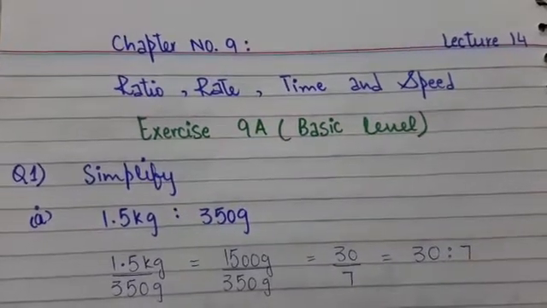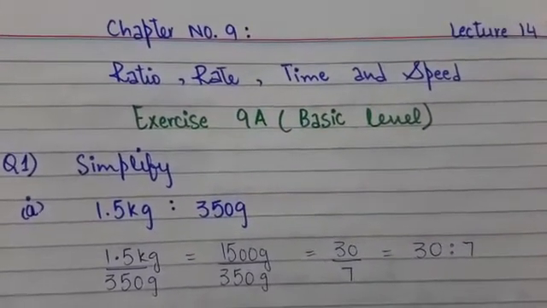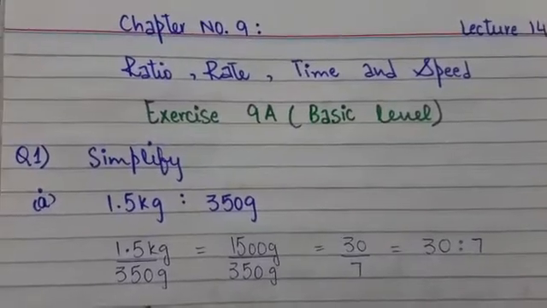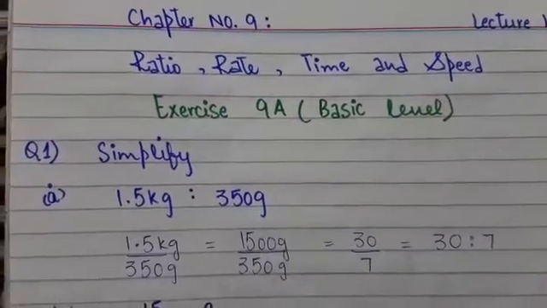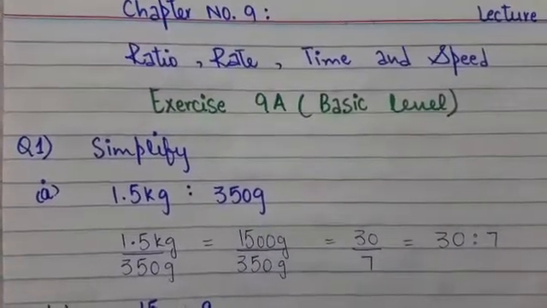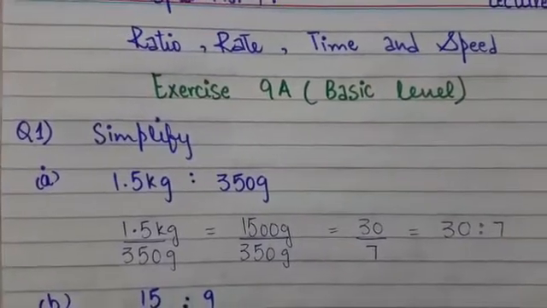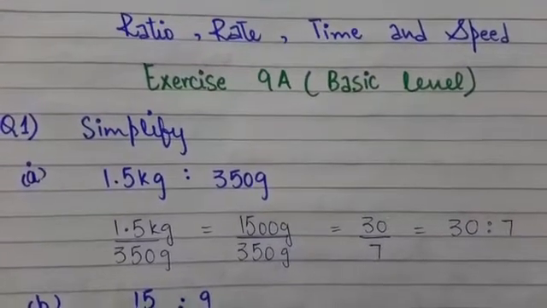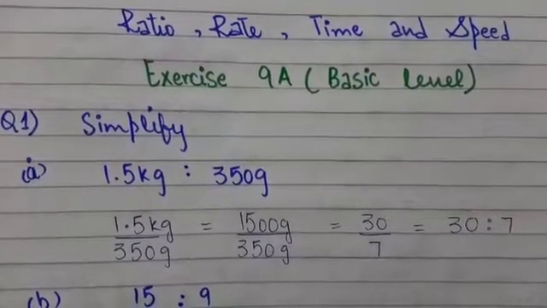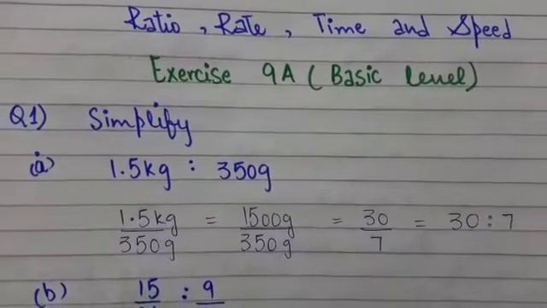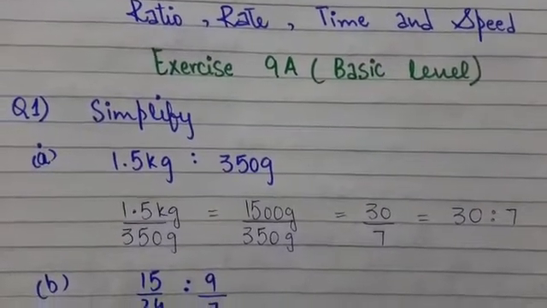Students, today is lecture 14 in which we are going to do exercise 9A, basic level. Question number 1 states: simplify each of the following. In part A, both of the quantities are of different units. Firstly, we will simplify their units and then we will proceed.